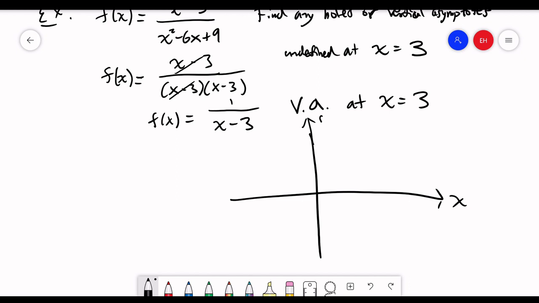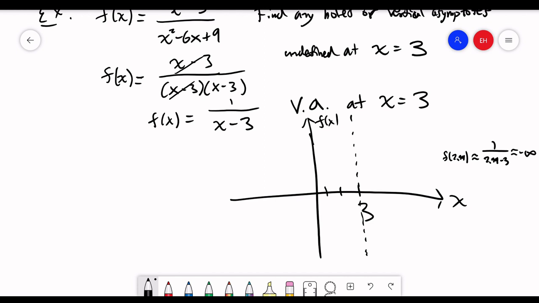So it's not a hole at 3, even though it was a 0 of both the bottom and top. The idea is that after you canceled out the factor on the top and bottom, it's still 0 on the bottom when you plug in 3, so it's going to be a vertical asymptote. So we know it's a vertical asymptote because you have some number divided by 0, so it's going to be undefined at 3. So we put the vertical dashed line at x equal to 3.